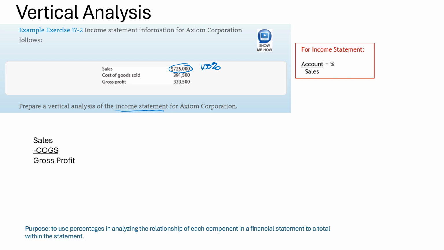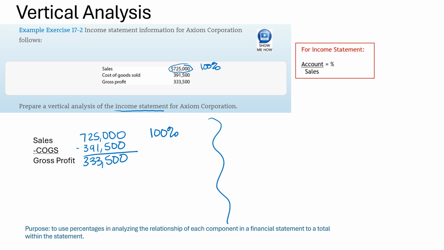So we know that sales will be 100%. We have to figure out what percentage of sales the two other items are. So sales is $725,000. Cost of goods sold is $391,500, which leaves $333,500 as the gross profit. Again, we know that sales will be 100%. So cost of goods sold and gross profit, the percentages of those two will have to total to 100%.